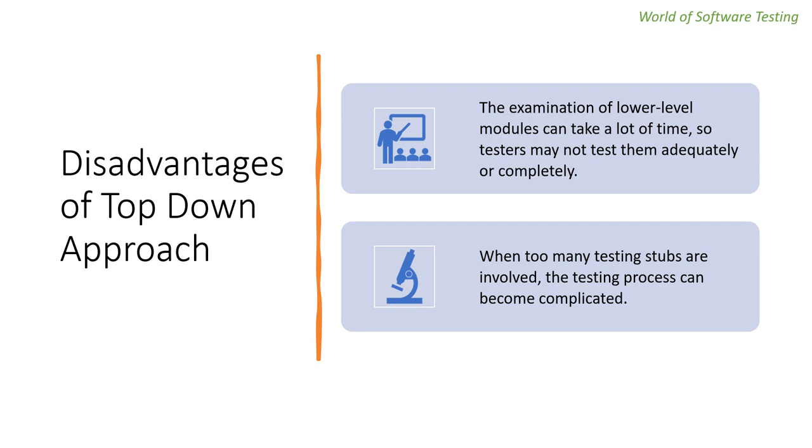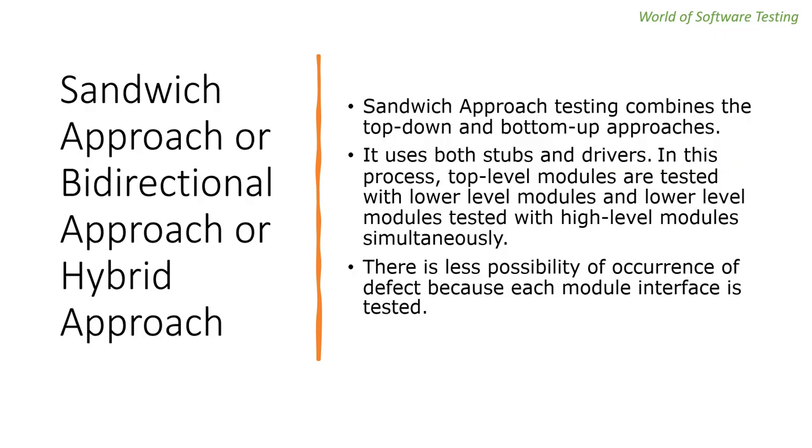So we have completed the bottom up approach and the top down approach. Let's discuss the last one, that is the sandwich or bidirectional approach, also called the hybrid approach. The sandwich approach testing combines the top down and bottom up approaches, so it uses both the stubs and drivers. In this process, the top level modules are tested with the lower level modules, and lower level modules are tested with the higher level modules simultaneously.